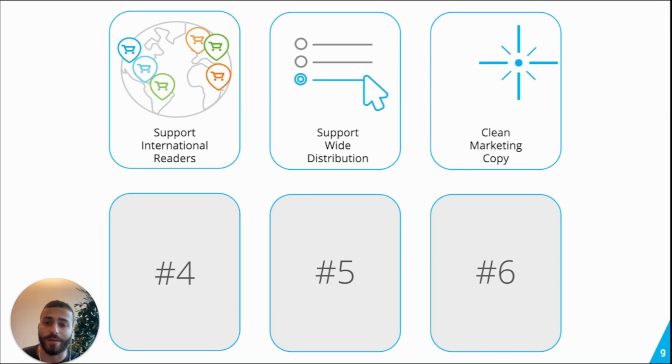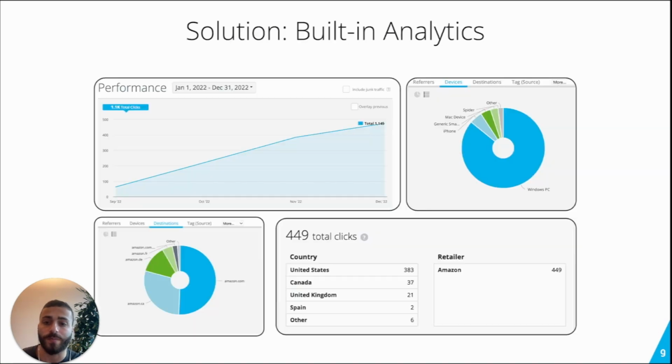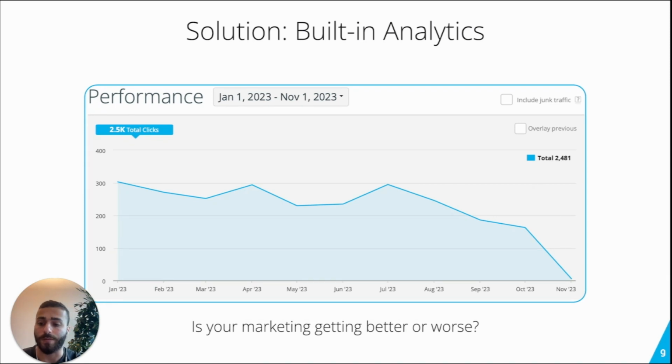The fourth reason why I think all authors should use universal booklinks is to gain actionable insights via advanced analytics. I don't know about you guys, but inside of the Amazon KDP dashboard, it can be pretty difficult to tell which of your book marketing is working. The solution to this is using a universal booklink tool such as Geniuslink to gain access to a lot of analytics. For example, you can view the number of clicks that your link is receiving over time.